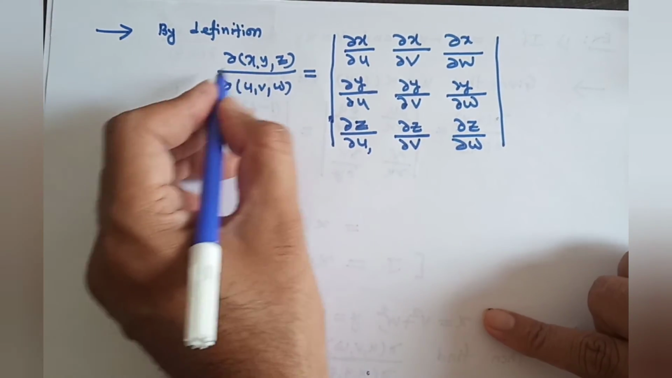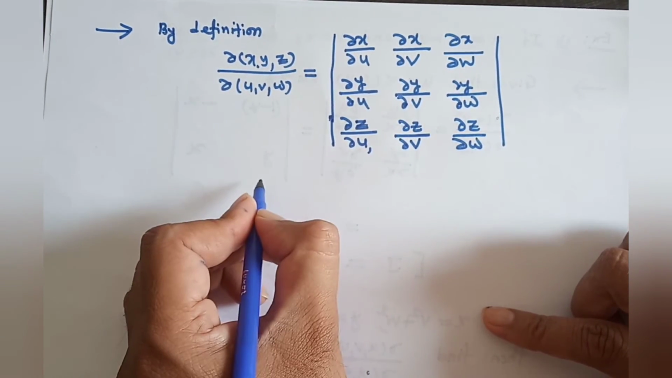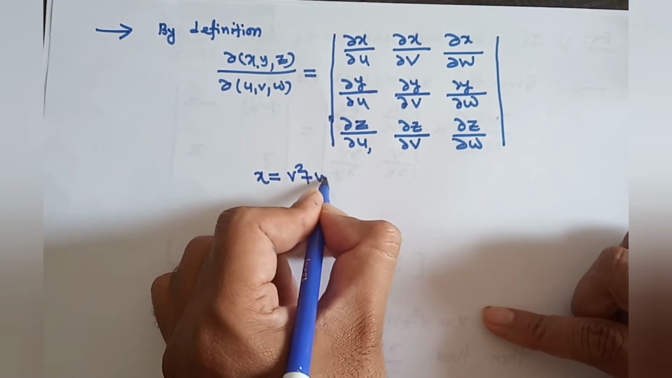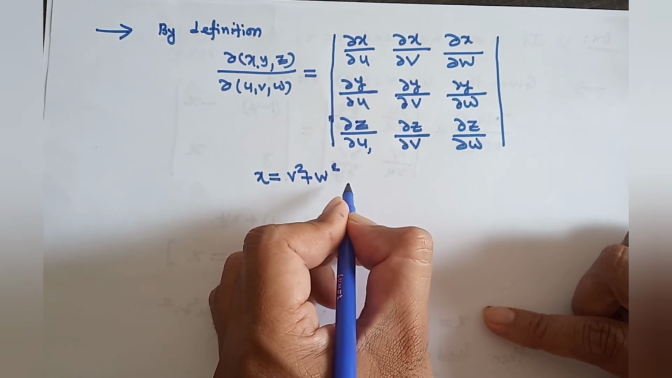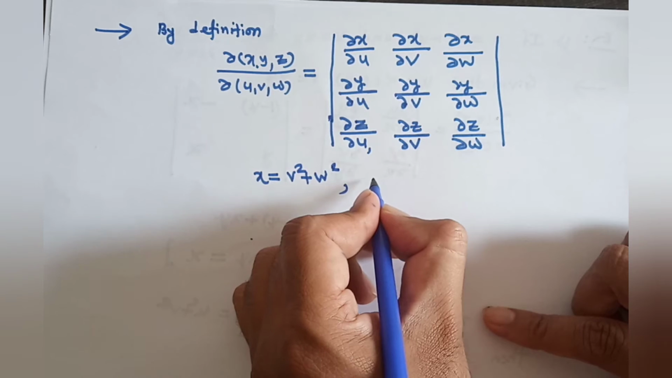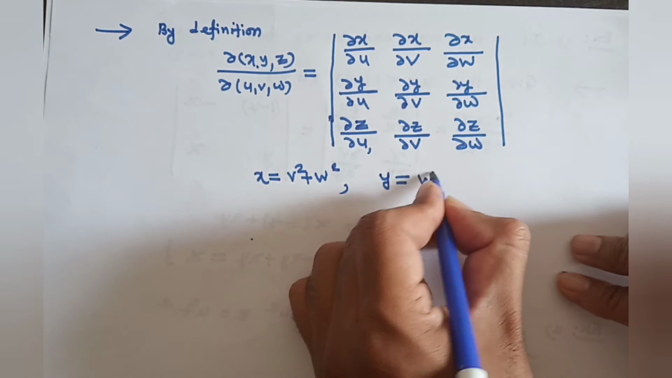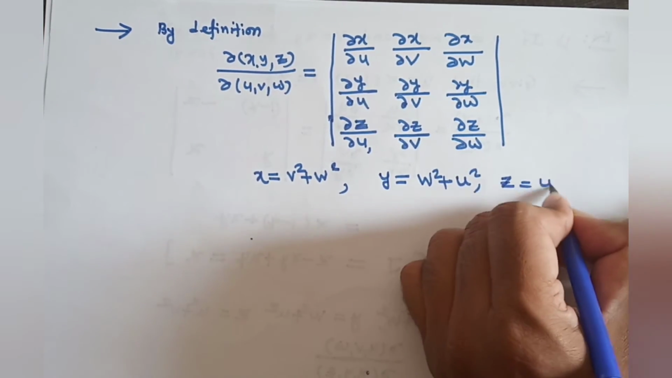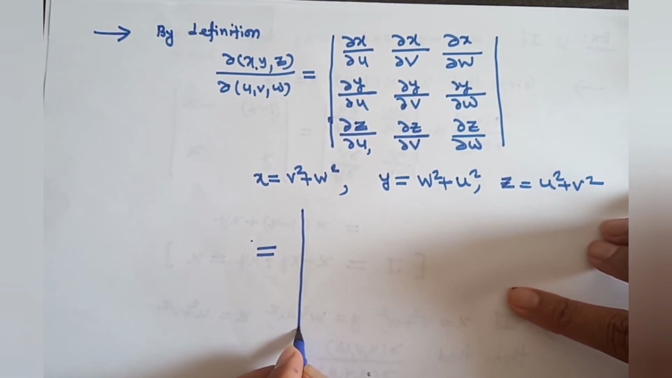So with the help of the definition, we can write the Jacobian of x, y, z with respect to u, v, w. Now what is given to you? x is equal to v square plus w square, y is equal to w square plus u square and z is given as u square plus v square. Now differentiate x, y, z with respect to u, v, w.